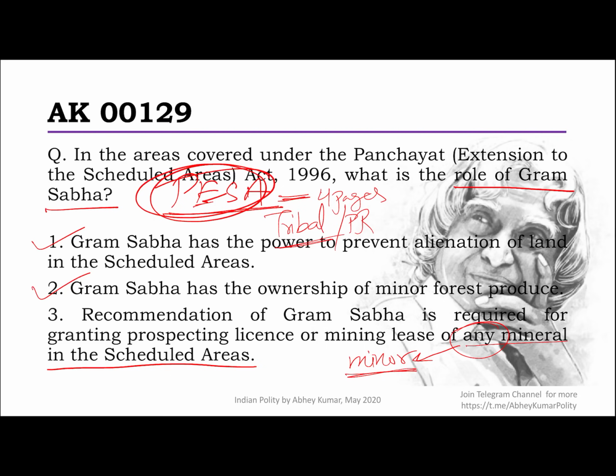See, we define minerals into minor and major. From your geography understanding, you should be very clear. If you are not, please go and revise that. This is a point of learning for you. So only for the minor minerals it is there, not for any mineral. Some confusion does happen at times.